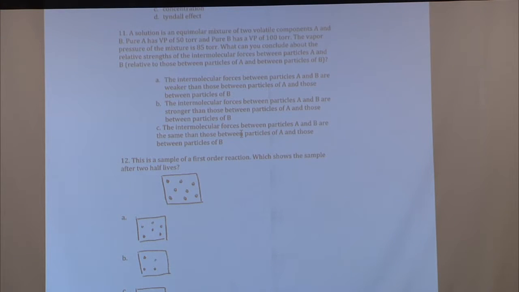If the intermolecular forces between particles A and B are stronger than those between A and those between B, I would say the vapor pressure of the mixture would be higher, because the intermolecular forces between A and B are so strong that in a mixture they're not going to want to break apart, because it's vapor pressure. It's evaporating. So I'd say it would have to be larger.